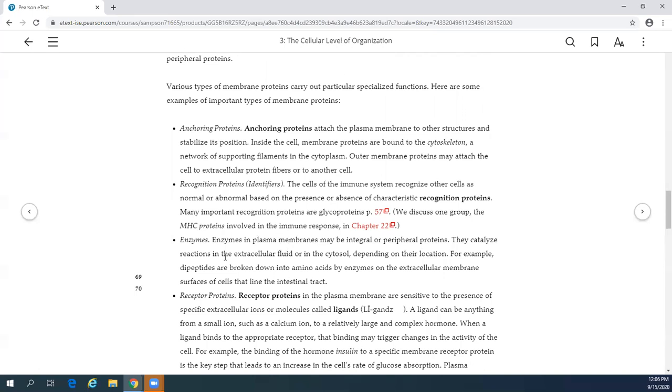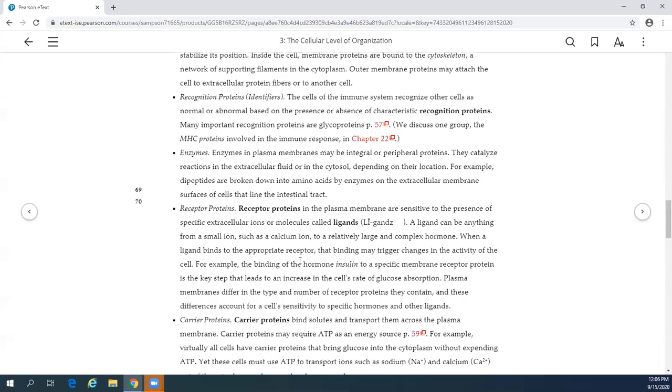Enzymes, of course, we know that enzymes are proteins, with a very specific shape for a very specific pathway. Receptor proteins, we have these things on the outside called ligands, for example, glucose on the outside of a cell, and that ligand will come and attach to a very specific receptor on the outside of the cell, which then will allow glucose to come into the cell.